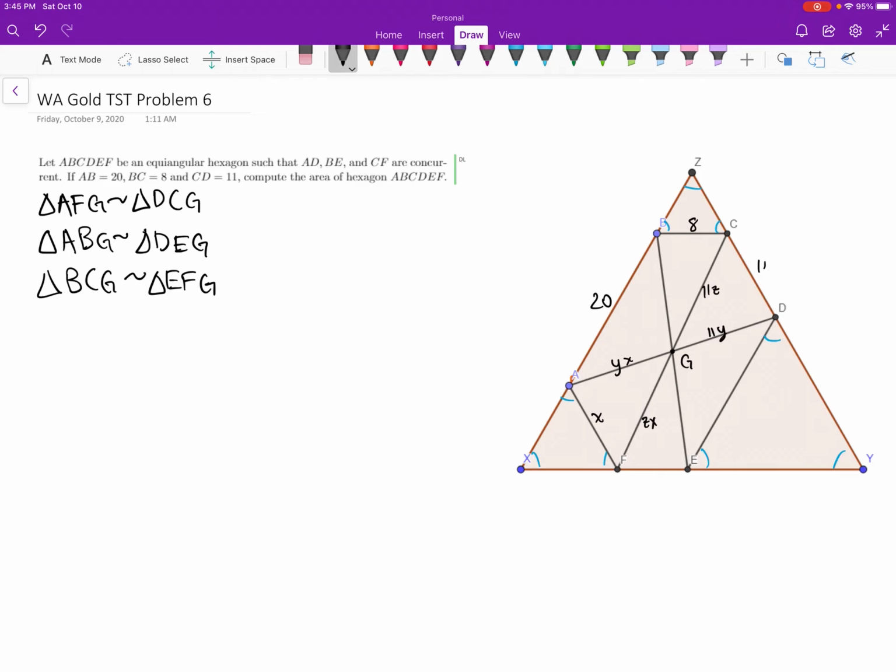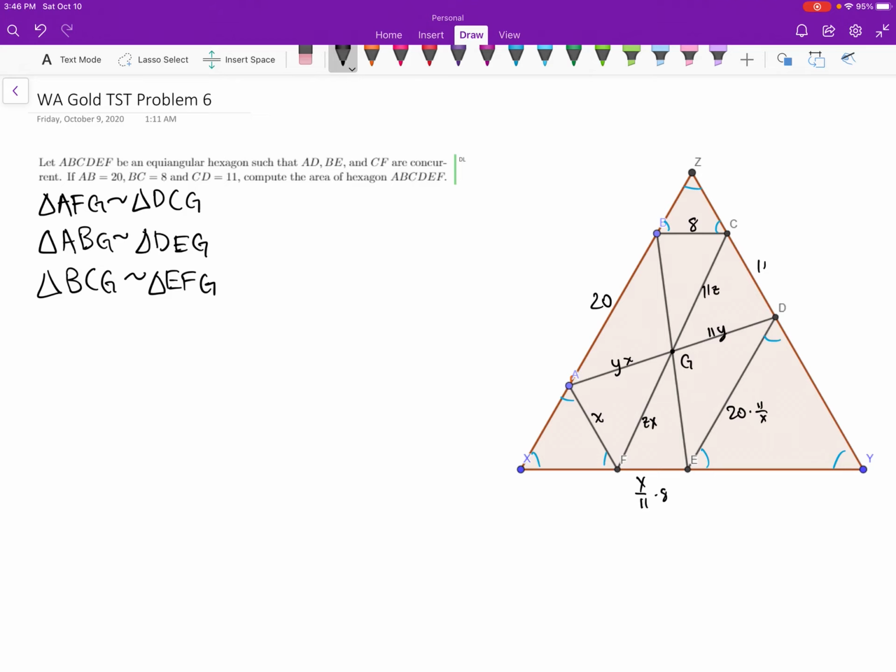And we can continue chasing these side lengths. You'll get that the ratio of CG to GF is 11 over x. The ratio of BC to FE is also 11 over x. So this ends up being x over 11 times 8. And if we consider this final pair of similar triangles, BAG and EDG, we can get that this is going to be 20 times 11 over x, because the ratio DG over AG is 11y over yx.